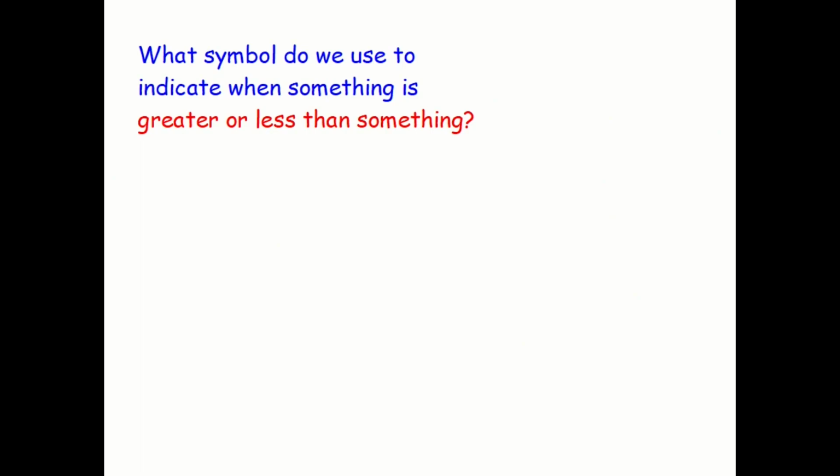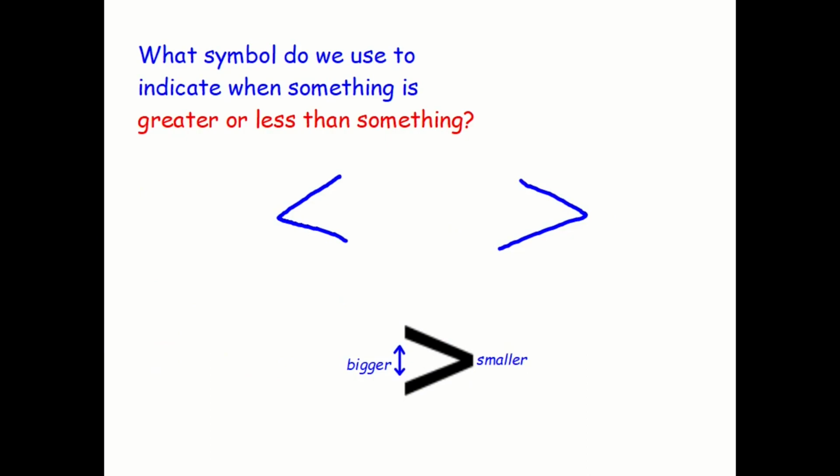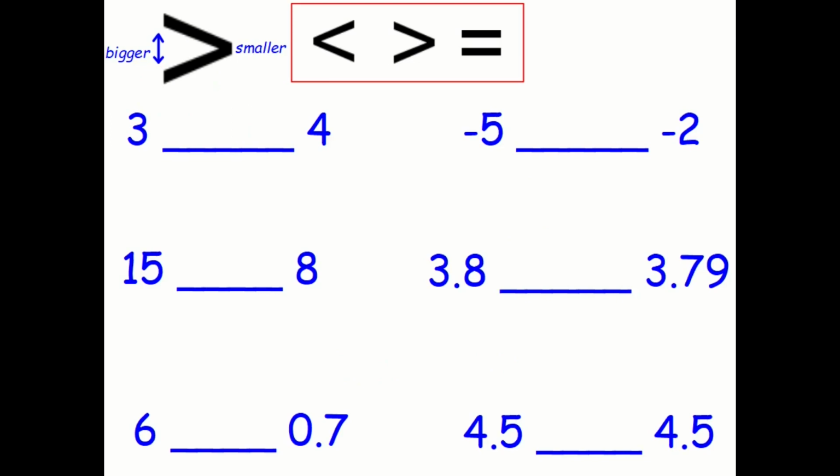What symbol do we use to indicate when something is greater or less than something? Well, hopefully you know that we use these symbols, and we use them to indicate whether something is bigger or smaller. So we tend to have the opening of the sign, where it's open bigger, as you can see on the left, towards the bigger number. So let's have a look at that in practice. What do we put between the 3 and the 4? We put the arrow this way because 4 is the bigger number.